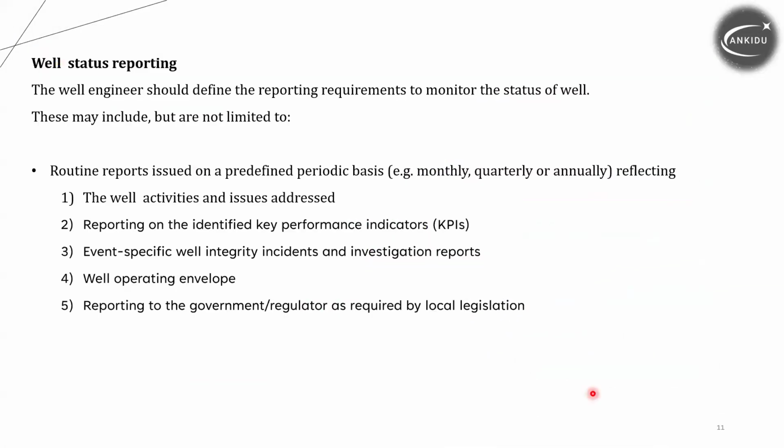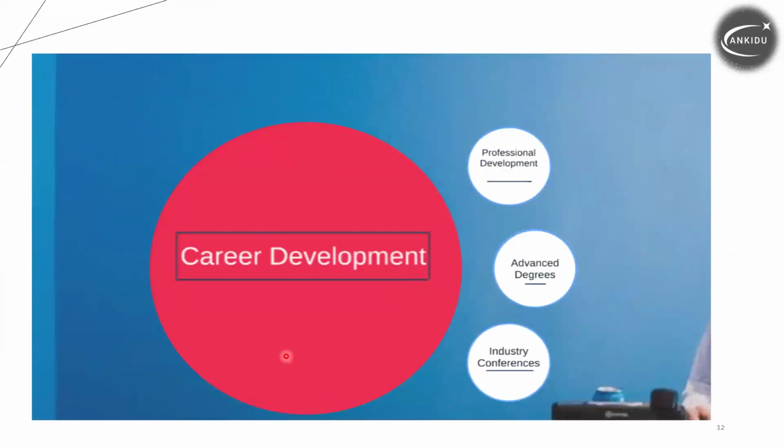So another example in detail, for instance, well status reporting. The well engineer should define the reporting requirements and to whom for the well status. So well activities reporting, the key performance indicators, any events, for instance, for well integrity. If there are any incidents, an investigation report, what's the operating envelope for the wells, and if you are connected to the government and you need to highlight some issues regarding some pollution, etc., for the government and regulation. So let's move on with career development.